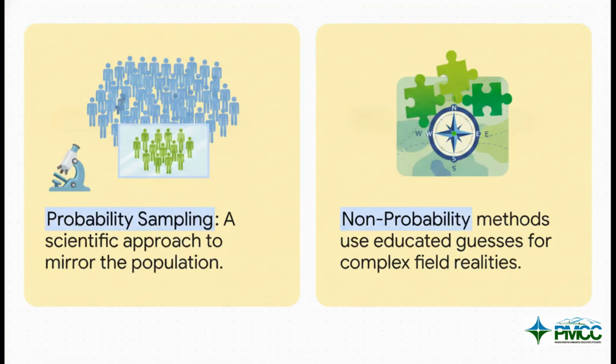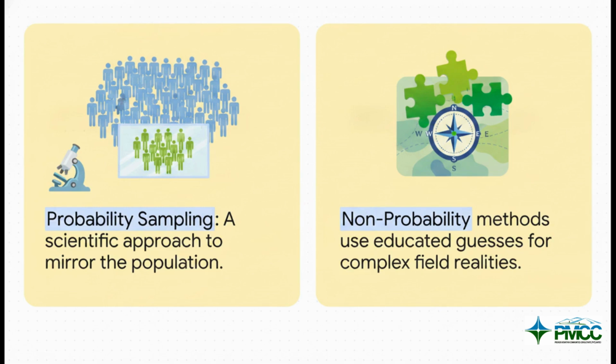Before we can really appreciate the specialized tools, we have to understand the foundational divide in research. We essentially have two main families of sampling here. On one side, we have probability sampling. Think of this as the scientific gold standard. The ultimate goal is to create a smaller, perfect mirror image of a much larger population. It's designed to be highly representative.